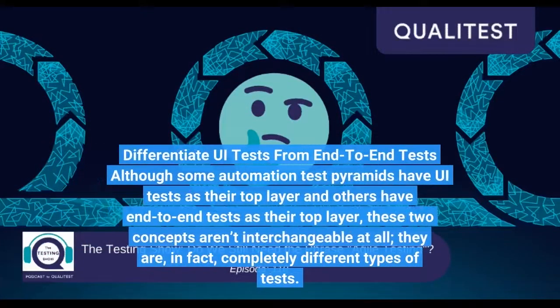Differentiate UI tests from end-to-end tests. Although some automation test pyramids have UI tests as their top layer and others have end-to-end tests as their top layer, these two concepts aren't interchangeable at all. They are, in fact, completely different types of tests.